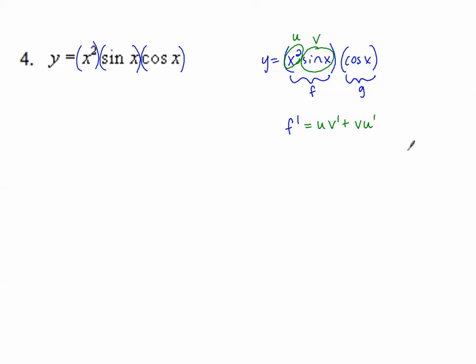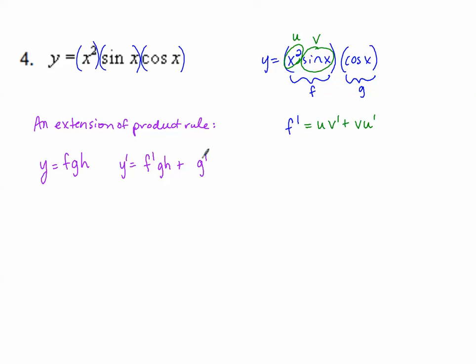That could be tricky. So maybe we think of instead an extension of the product rule, which just looks like this. If y is a function that's a product of three functions, call it f, g, h, f times g times h, then y prime is f prime times the other two plus g prime times the other two plus h prime times the other two. So notice we're just including the derivative of each one in each part.